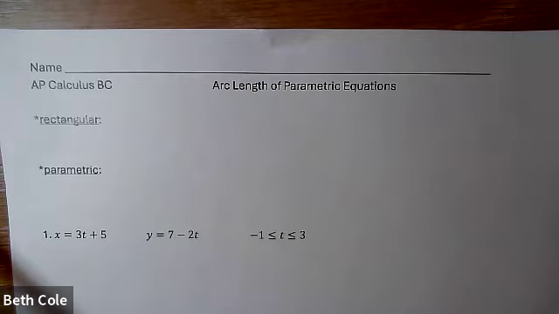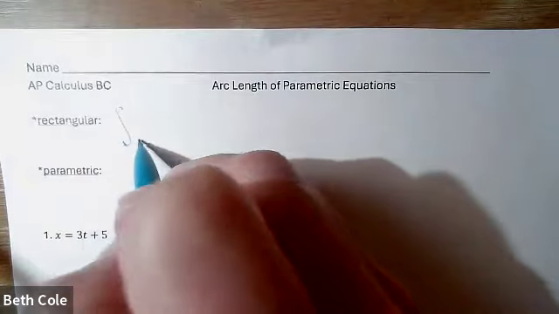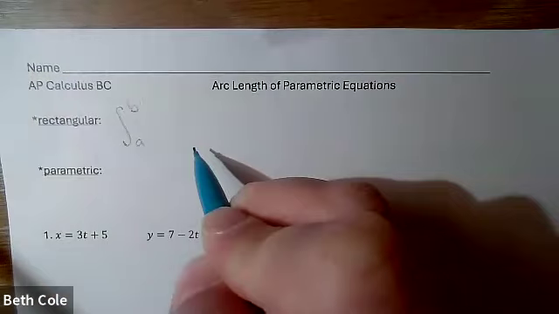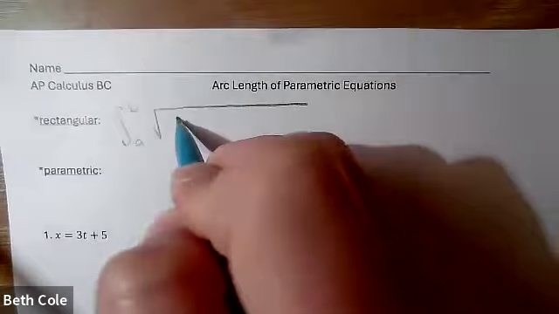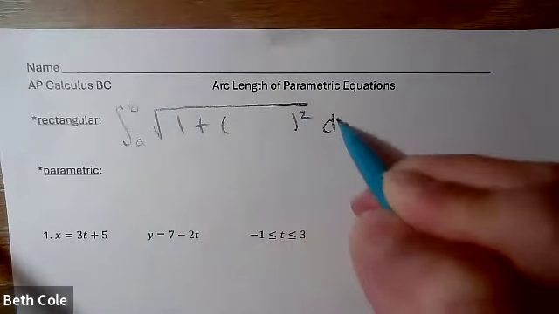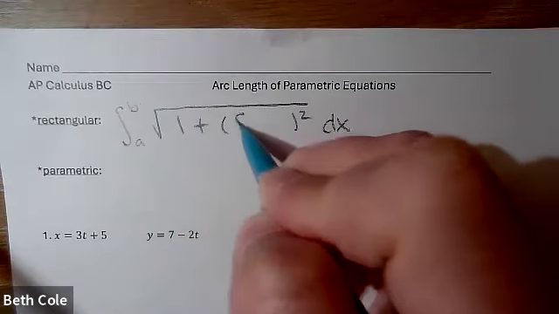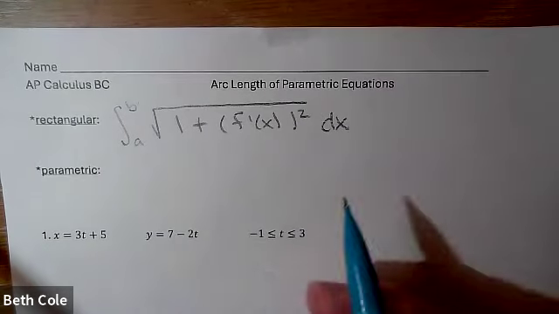for the AP exam. So we've done arc length before. We did this with rectangular functions. So just to review, it was integral from a to b, so your starting to ending point, big old square root, and I always put 1 plus blank squared, and in the blank you put the derivative of your function. So we did that before. You just kind of memorize the formula, plug it in.